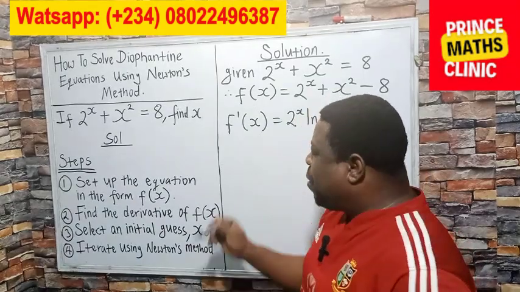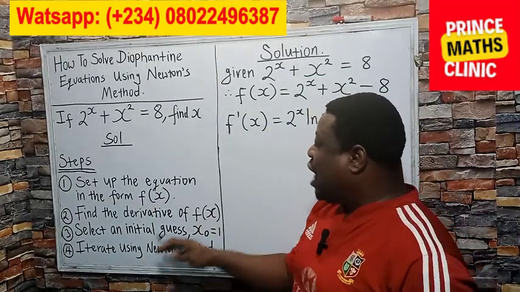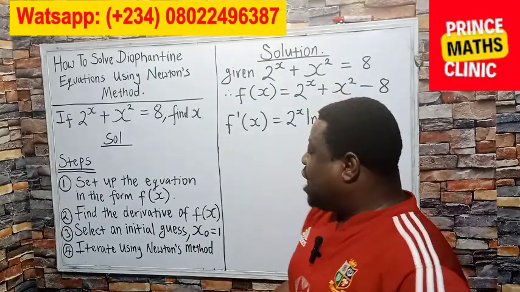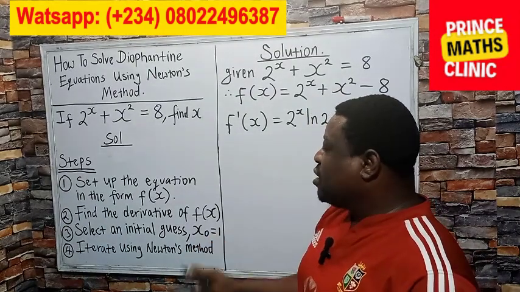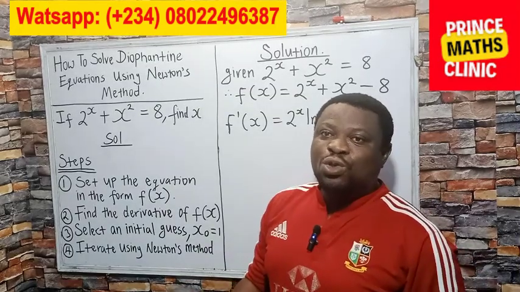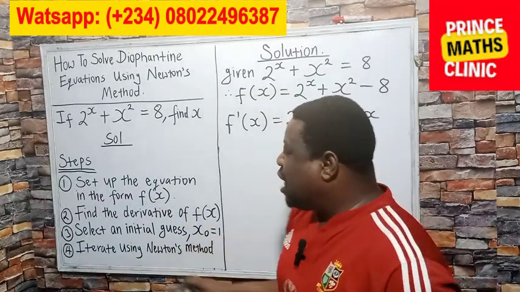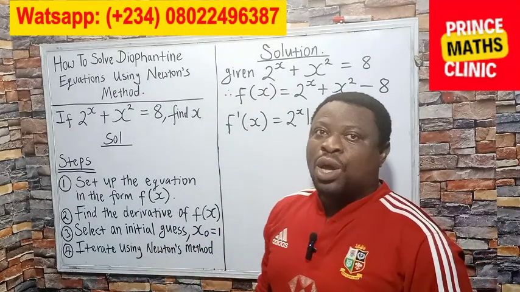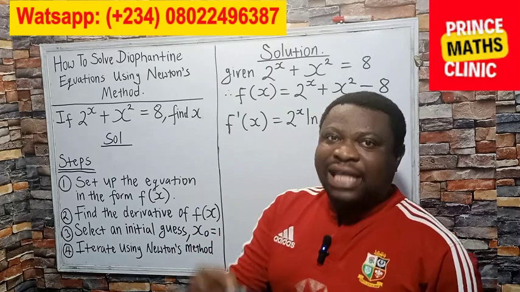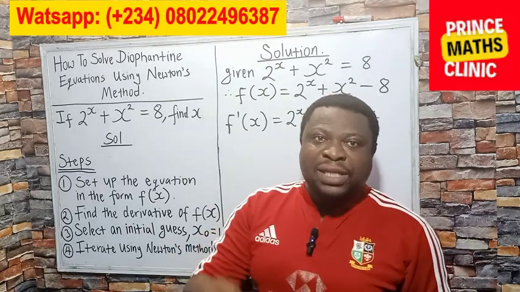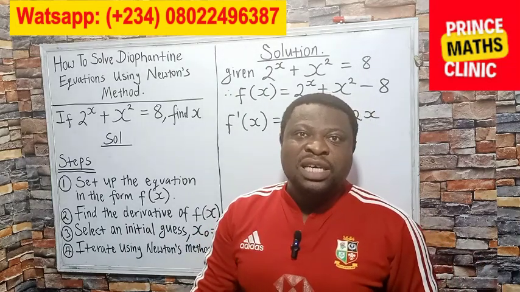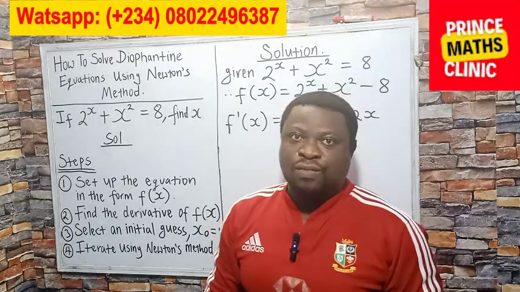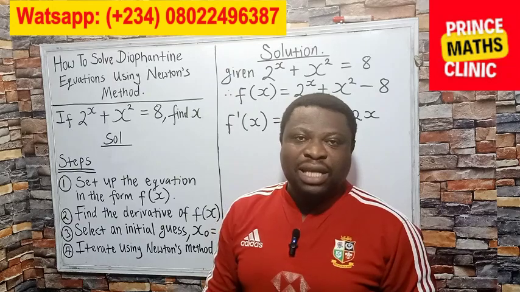The next important step is to select an initial guess value, right? And I've said that let x naught be 1. It is that value we are going to use to iterate. That is that value we are going to use to apply Newton's method. But what does it mean to iterate? Iterate means to do something repeatedly until you get a small value that is sufficient enough. That's what it means to iterate in mathematics.